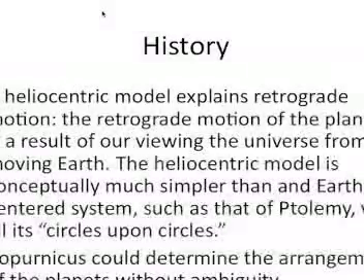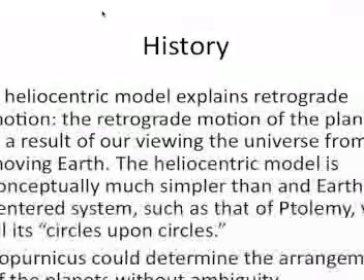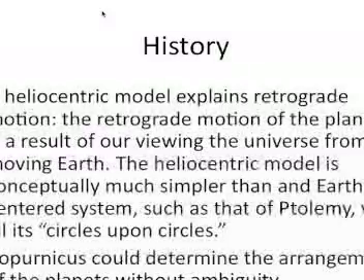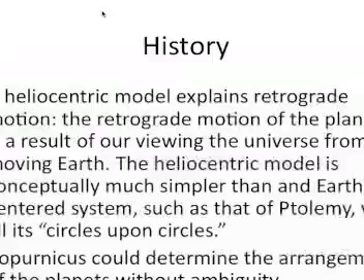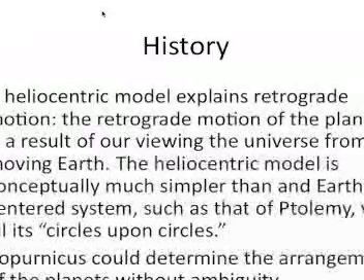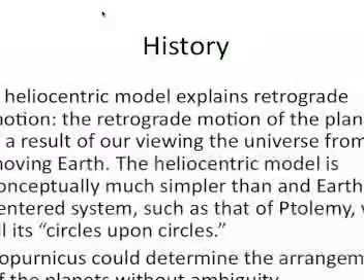Next came the heliocentric model, which was produced and created by Copernicus, and the model explains retrograde motion, and the retrograde motion of the planets is a result of our viewing the universe from a moving Earth. The heliocentric model is conceptually much simpler than an Earth-centered system, such as that of Ptolemy, with all its circles upon circles. Copernicus could determine the arrangement of the planets without ambiguity using the heliocentric model.